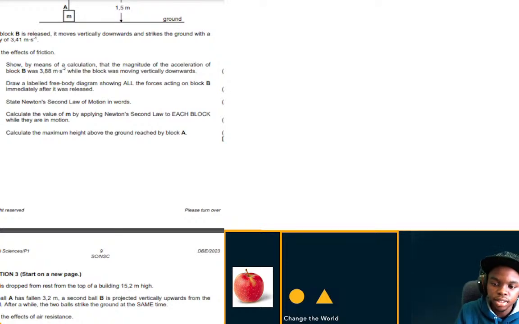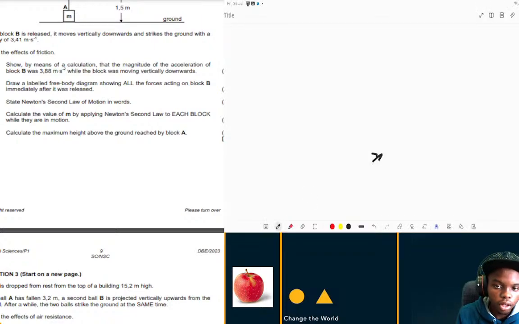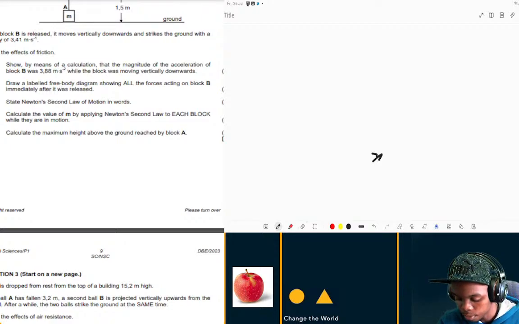In some instances you won't get friction, because they will say it's on a smooth surface, which means there won't be any friction. But in other cases it will be on a rough surface, which means you will get friction. So now I'm going to start with, as I said, the normal force.